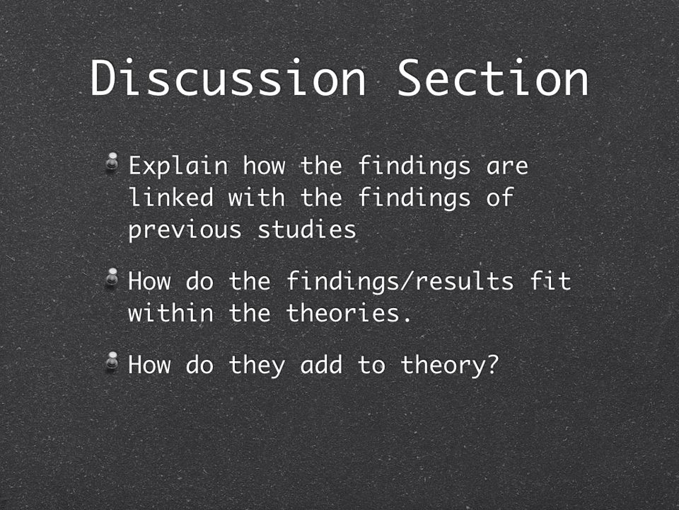So again, I'll provide you an example here. And again, you'll see this in the discussion section within the Journal of Athletic Training or the Athletic Training and Education journal, or most journal articles that you'll read. They'll link, compare, contrast how what they found was supported or not supported by previous research. And also, how do the findings, results fit into the theory, and how do they add to theory?